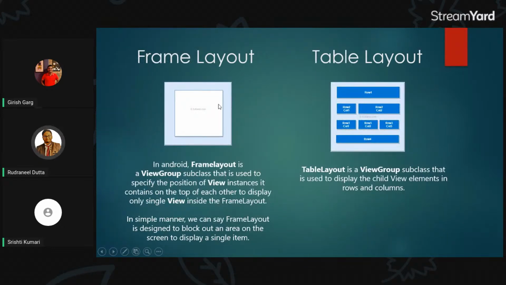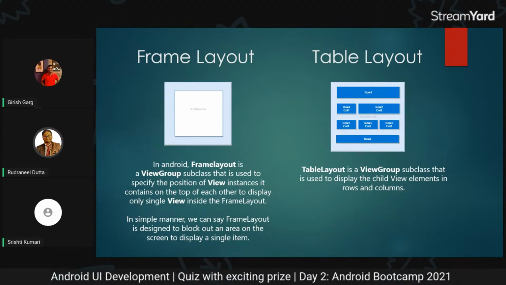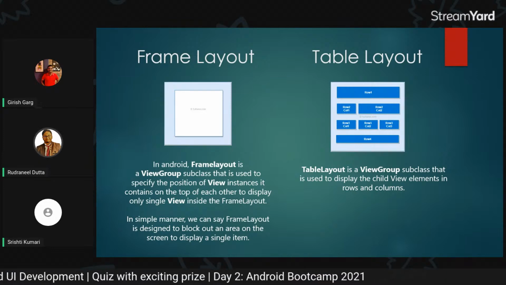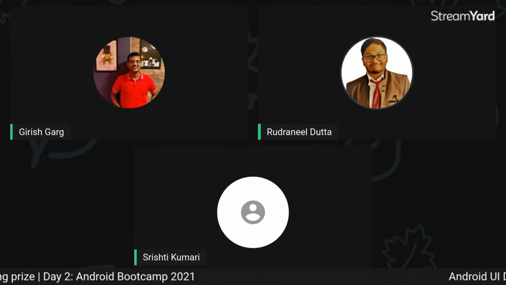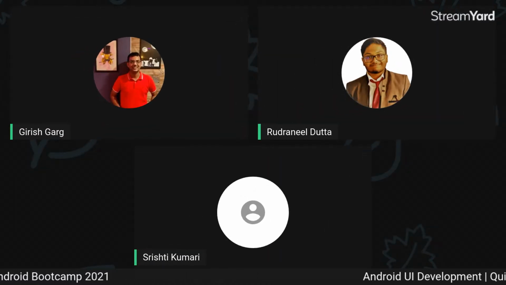Then comes frame layout. In this, you can insert images, or basically a frame type of thing. And there is a table layout in which you can create a table of multiple rows and columns. Now I'll just stop my sharing and share another screen.